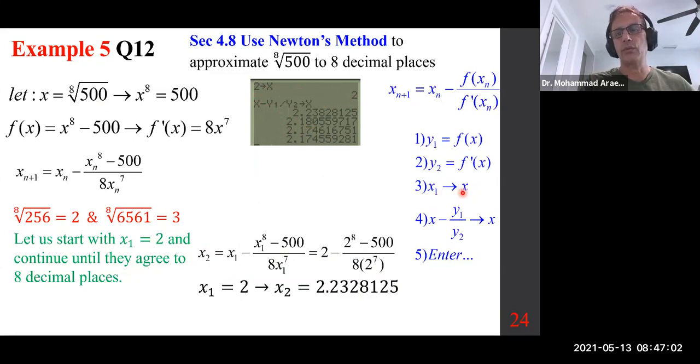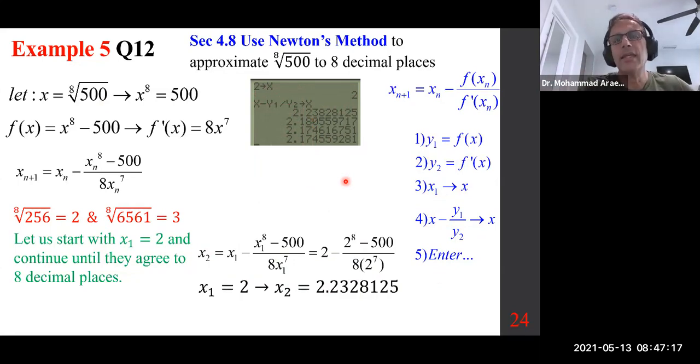So X of 1 into X, we're in the third step, okay? And we have written those in the first 2 parts. X minus Y1 over Y2, store it in X of 2. And all you have to do is repeatedly press enter, enter.